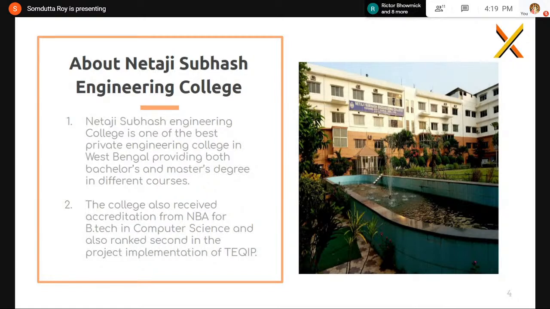The institute is beneficiary of prestigious World Bank Fund TEQIP 1 worth rupees 7.5 crore and was ranked second best among all the colleges of Eastern India in terms of performance. The institute caters more than 3,500 students in different disciplines of engineering, technology, and management.